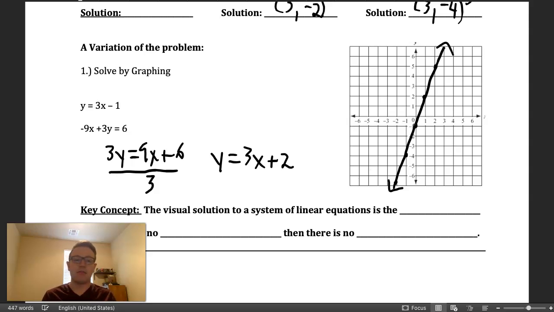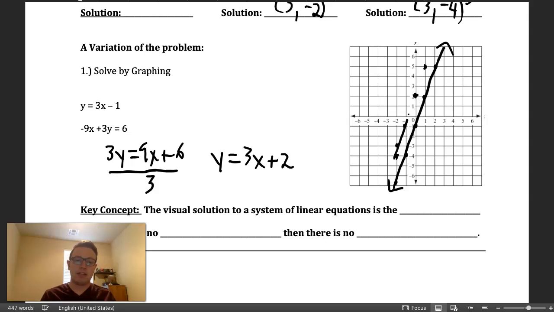Let's go ahead and graph that one. We're going to start at positive 2. We're going to go up 3 over 1. And we can go down as well. So we'll go down 3 over 1, down 3 over 1, down 3 over 1, and so on.